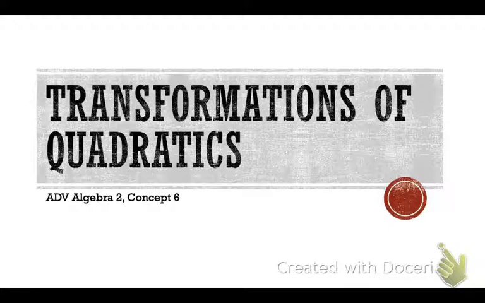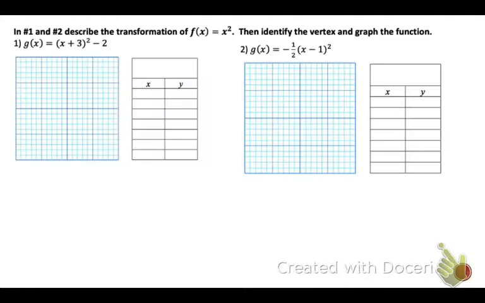Advanced Algebra 2, Transformations of Quadratics, Concept 6, and this is part 2 of the notes. We're going to continue these notes by now doing multiple transformations. So if you look at function number 1, g of x equals (x + 3)^2 - 2. So let's identify what's going on.